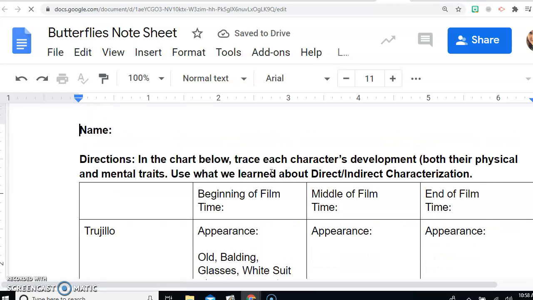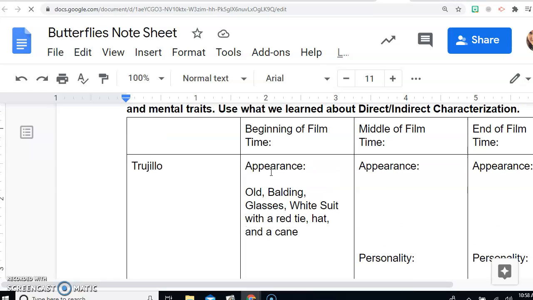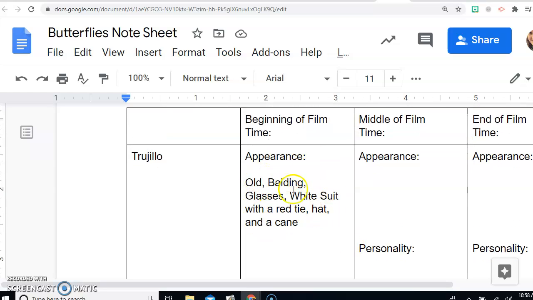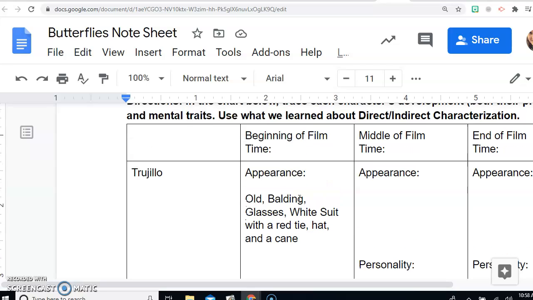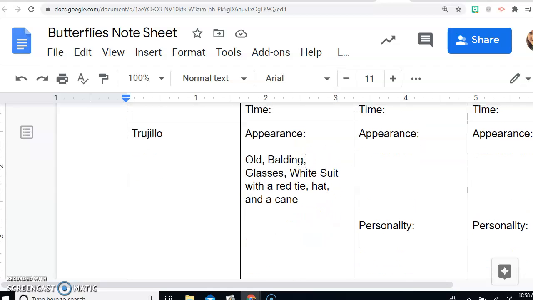Alright, and so on this, as you can see, I have been working along with my third period class, and we have things written in. So let me explain to you how you're going to be doing this. The beginning of the film is about the first 30-ish minutes of the film, and during this time you're going to be tracing 5 different characters.